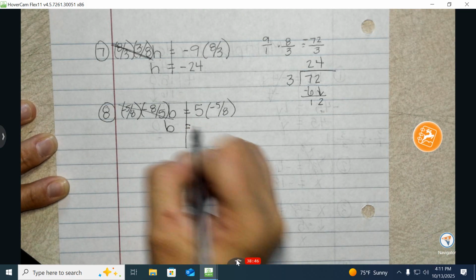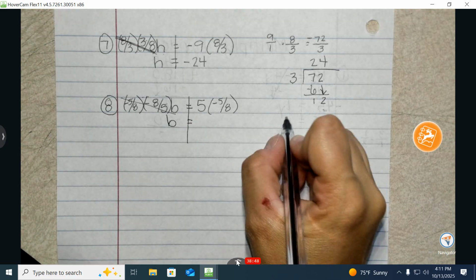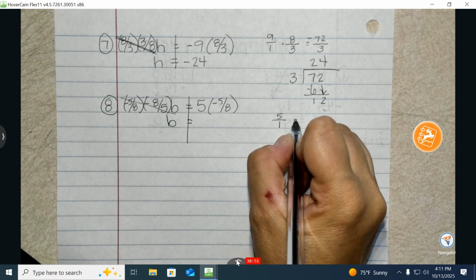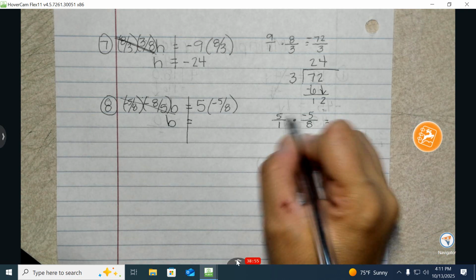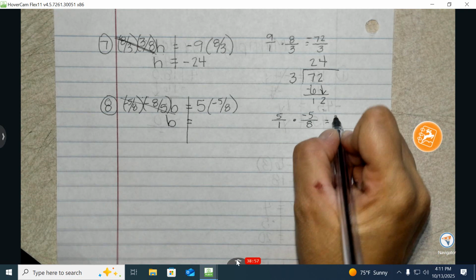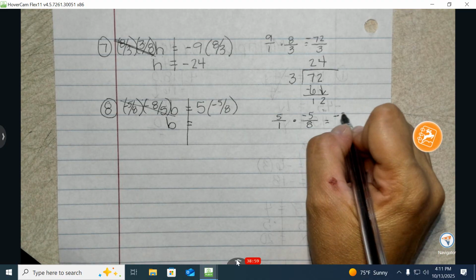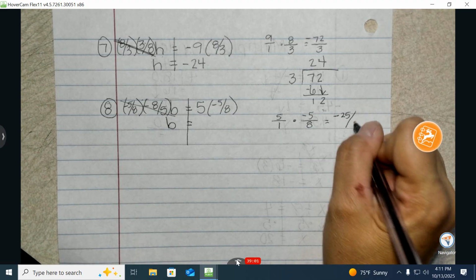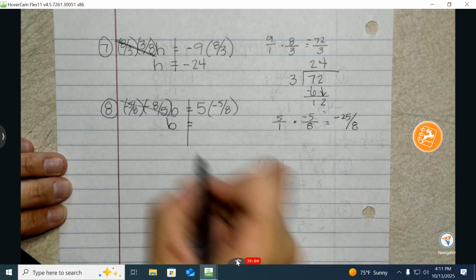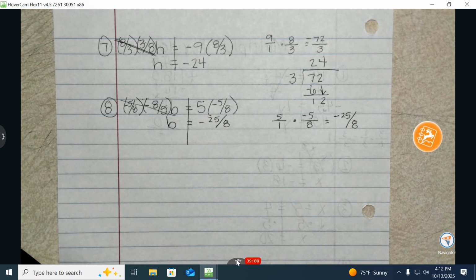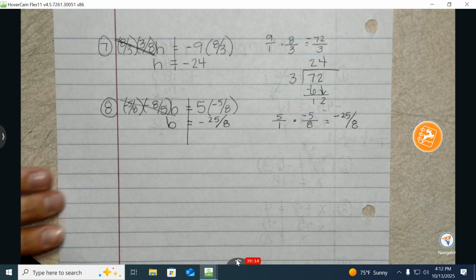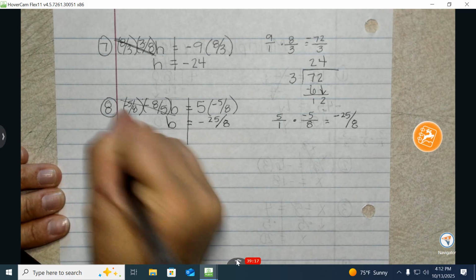So we have b equals, I'm going to do this math, it's 5/1 times -5/8. 5 times 5 is -25, and 8 times 1 is 8. So we can just leave it like that because it cannot be simplified. You could have turned it into an improper fraction, but we don't need to do that right now. All right, number 9.